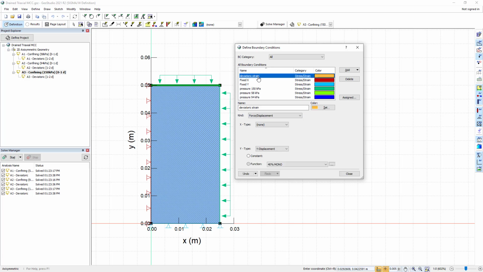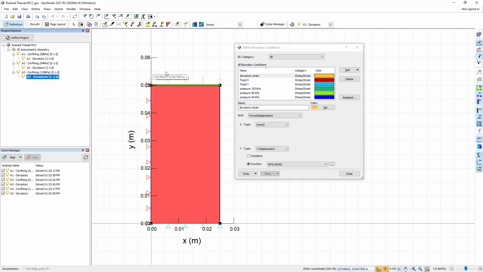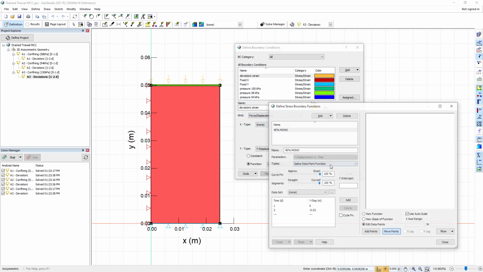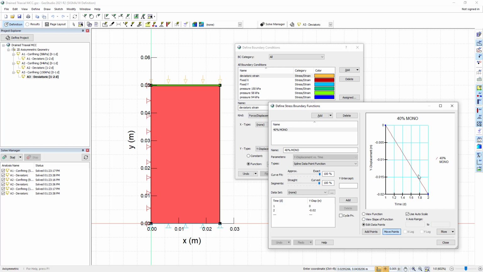The deviatoric strain boundary for the displacement control loading phase of the triaxial test uses the force displacement boundary type, with the displacement function defined such that displacement increases over the deviatoric strain analysis from 0 to 2 centimeters.